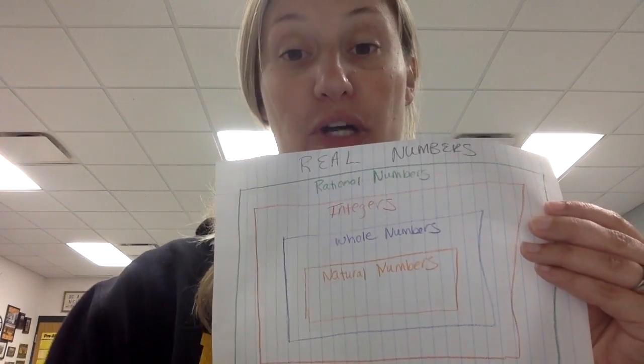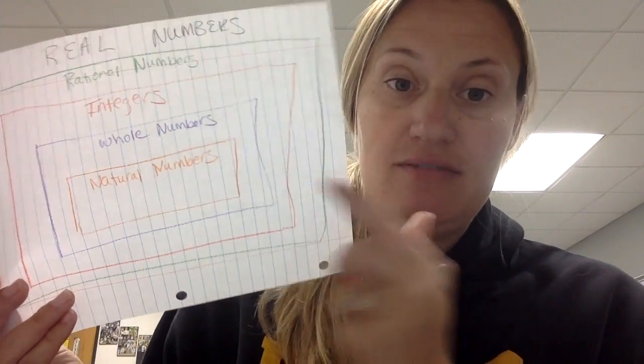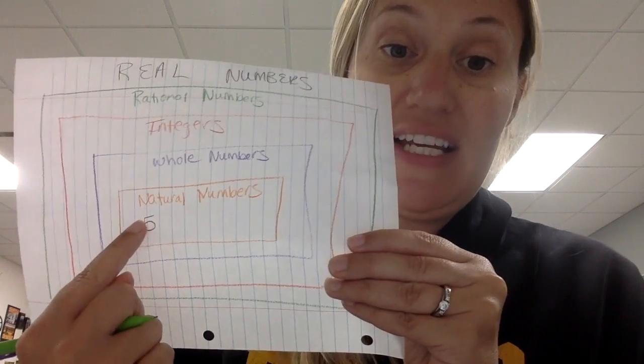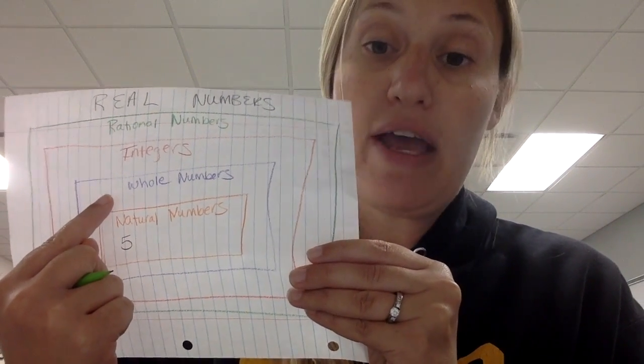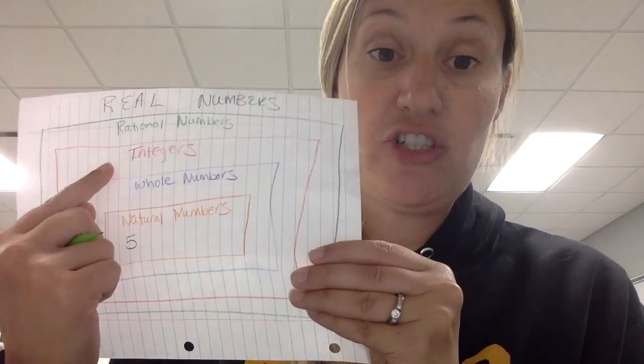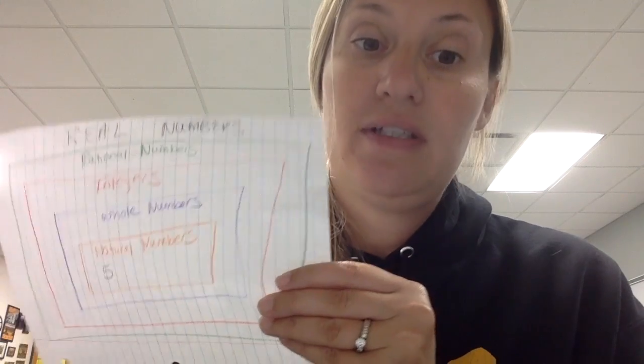Okay? So now we're going to pick up our pencil and let's pick a number. Let's pick the number 5. Which box does 5 go in? Well, it's a counting number. It's natural, so it goes in the natural box. So the number 5 is in the natural box. It's also in the whole numbers box. So 5 is also a whole number. It's also an integer. It's also a rational number. It's also real.